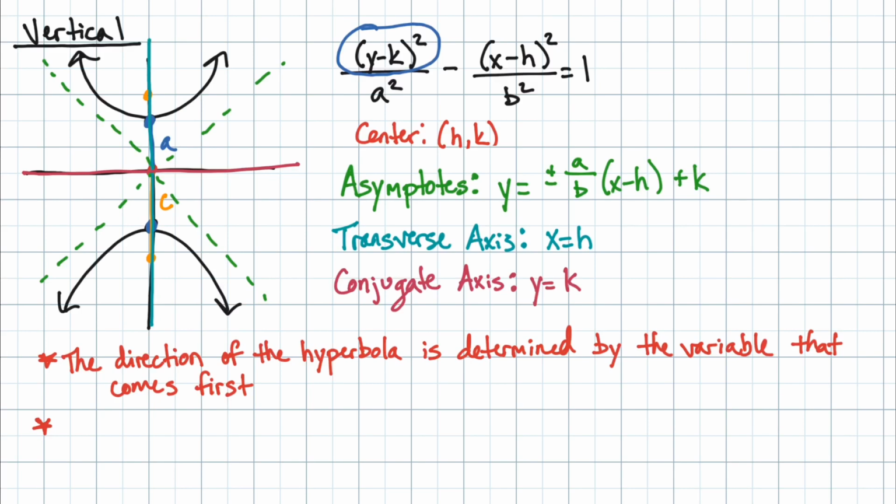The confusing part, because notice that a and b don't change places, gets to the asymptotes and keeping that straight. And so legitimately, here's what I do every time.